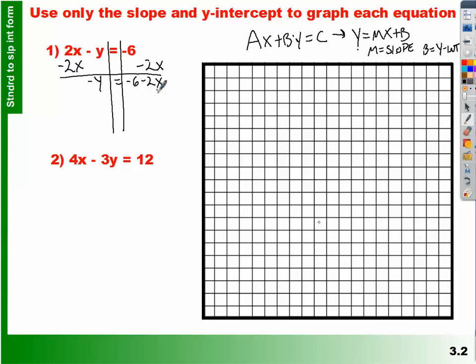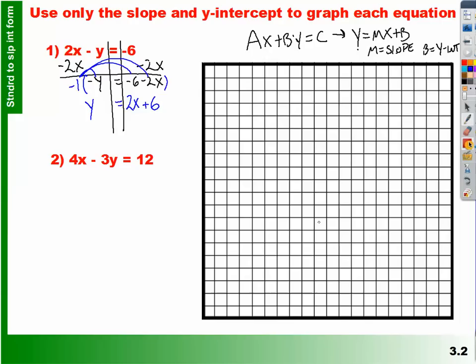So we're almost done. We almost have the y by itself. Right now it has a negative sign next to it. So to get rid of that negative sign, we're going to multiply everything by negative 1. Negative 1 times y is y. Negative 1 times negative 6 is positive 6. And negative 1 times negative 2x is 2x. So now I've successfully converted my standard form equation into a slope-intercept form equation, and it's time to graph.